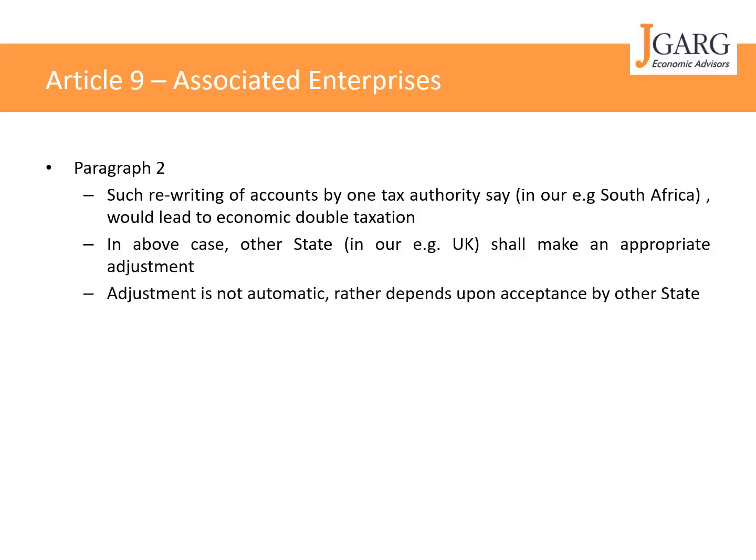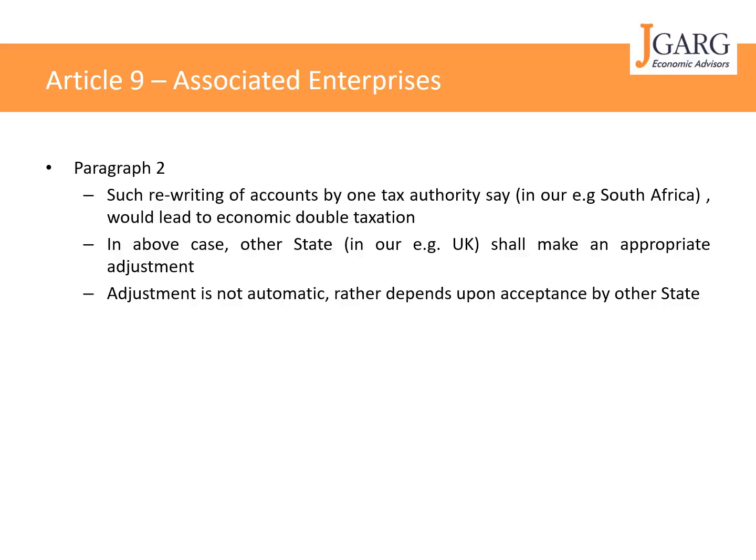Such adjustment is not automatic, that is, unless the other contracting state is also in agreement with the transfer pricing adjustment carried out by the first contracting state, it will not provide the benefit. So paragraph 2 creates some sort of mandate, or I would say it talks about how the contracting states should try to resolve the issue, so it will avoid the double taxation.